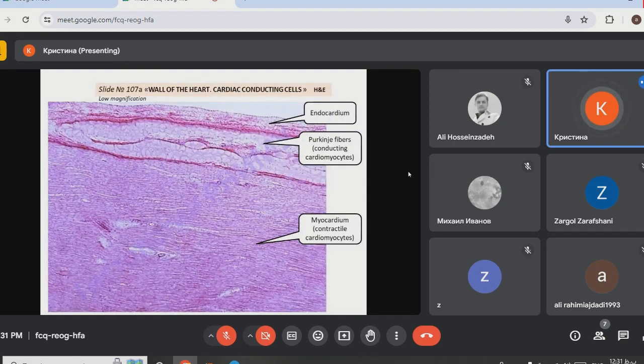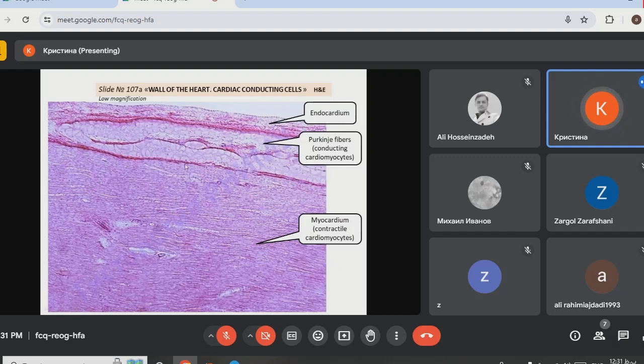This is the section of the wall of the heart. You can see here the thin endocardium area. It consists of endothelium, the same tissue which lines the capillaries and other blood vessels from inside, and loose fibrous connective tissue. This thick area is the myocardium. It consists of contractile working cardiomyocytes.